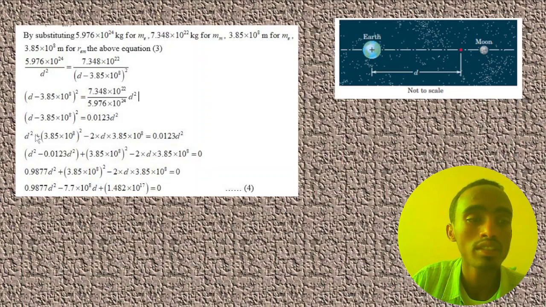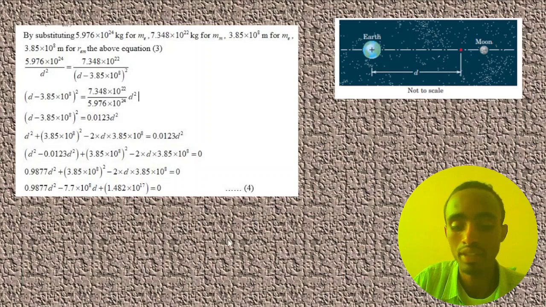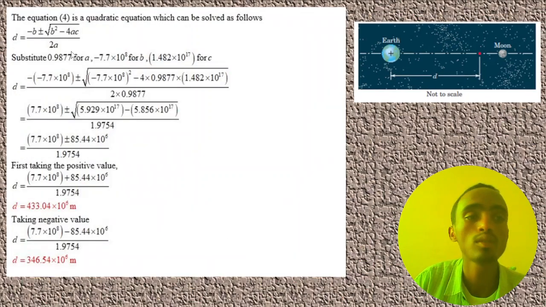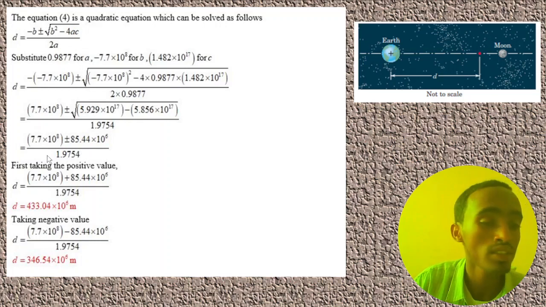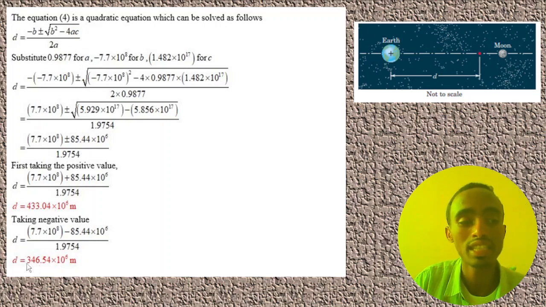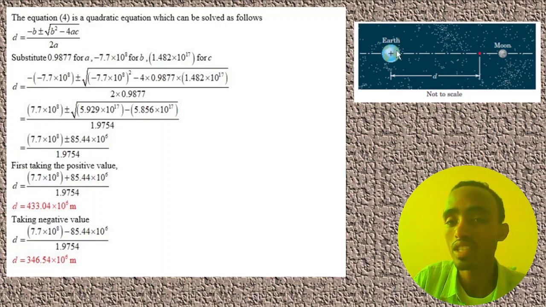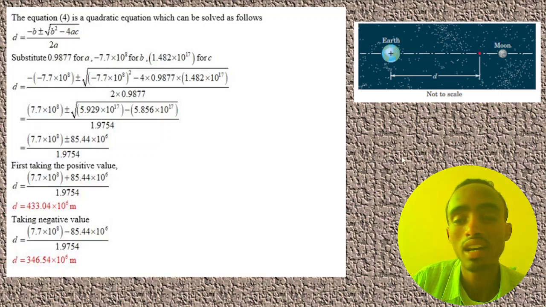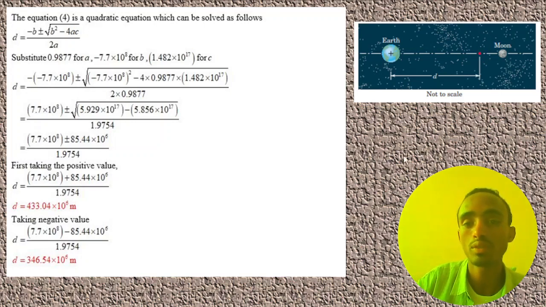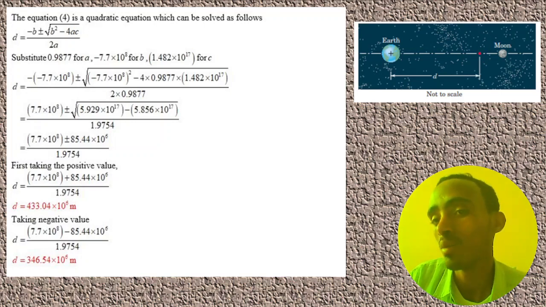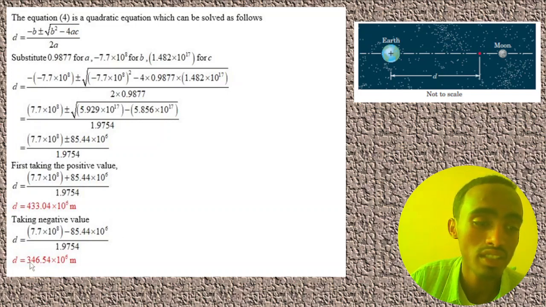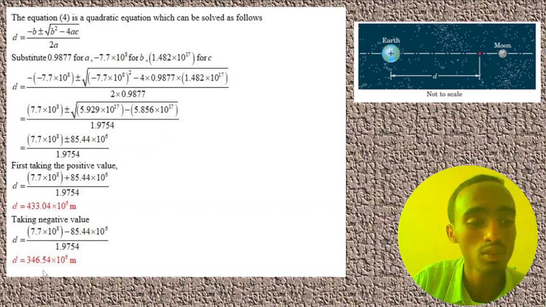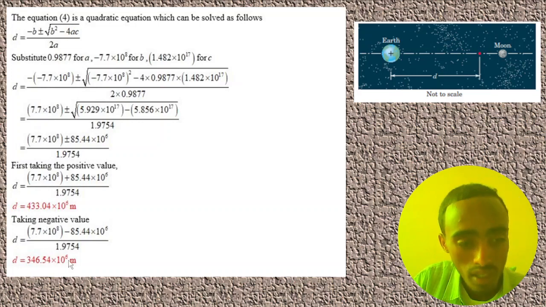After substituting this, we get a quadratic equation like this, and we can solve it. We can use different methods to solve this quadratic equation and finally get the distance d from the center of the Earth to the particle that has equal attraction force between the Earth and the particle and the Moon and the particle, which is 3.46 or 3.56 times 10 to the power of 6 or 3.4654 times 10 to the power of 6.